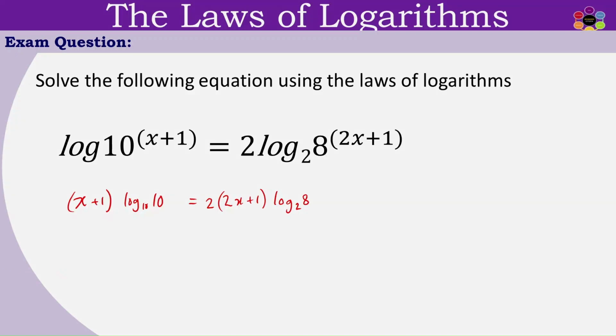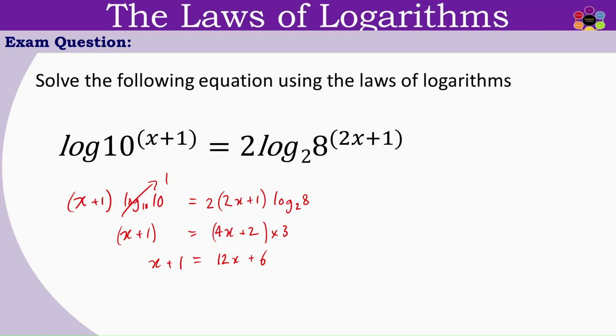Now we can simplify this equation. We can have x plus 1 multiplied by log base 10 of the number 10, which is just 1. It's going to be equal to 2 times 2x is 4x plus 2 multiplied by log base 2 of 8. So we should know that is equal to 3. So times 3. This is simplified to 4 times 3 gives us 12x here, plus 2 times 3 is 6, and x plus 1 is equal to that.